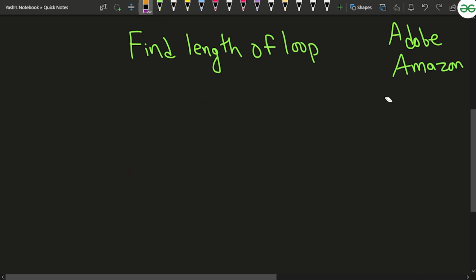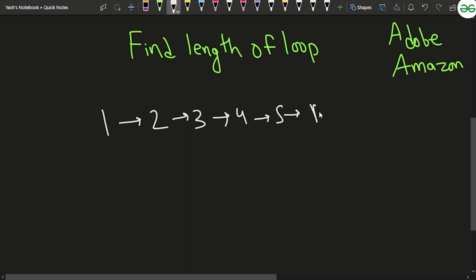So what is the concept behind this? The concept is fast and slow pointers. Let's try and understand what I mean by that. Suppose there is a linked list like 1, 2, then 3, then 4, and then 5, and let's say 5 is pointing to null. Suppose this is the linked list that has been given to me.